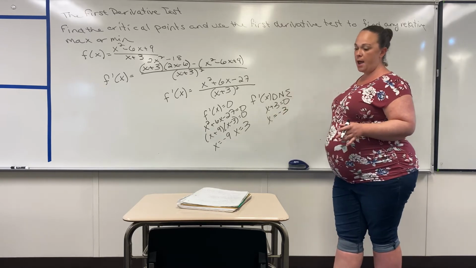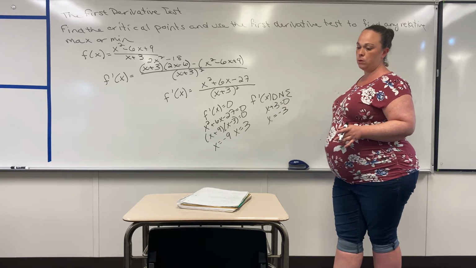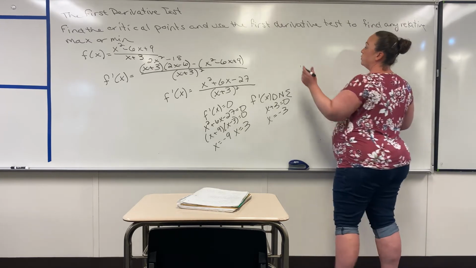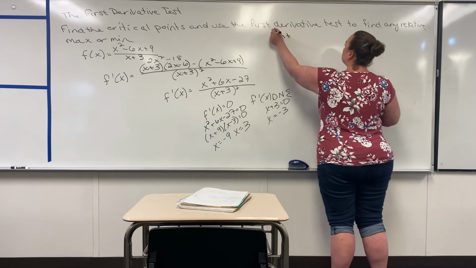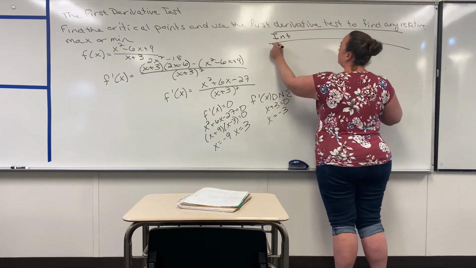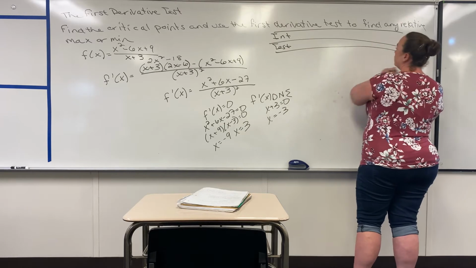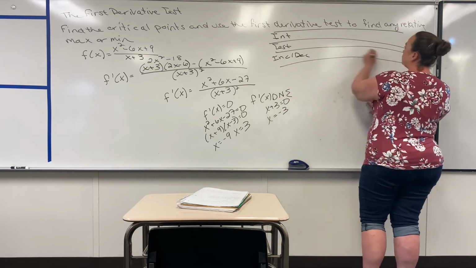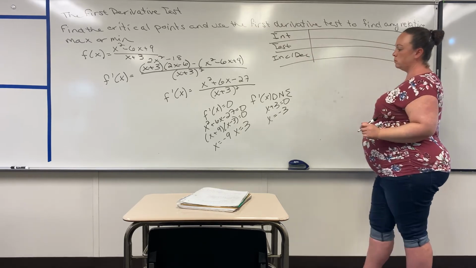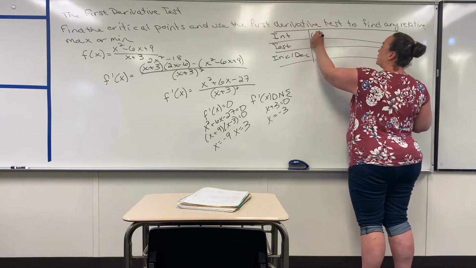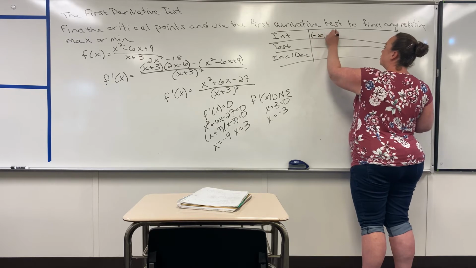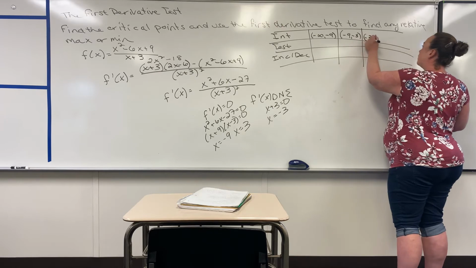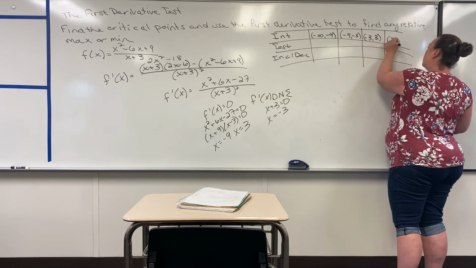Okay, so you have 3 critical points, which means you're going to have 4 intervals. So then you want to set up your sign chart. So you have your interval. You gotta test it so you can figure out if it's increasing or decreasing. So you're going from negative infinity to negative 9. Negative 9 to negative 3. Negative 3 to 3, 3 to infinity.